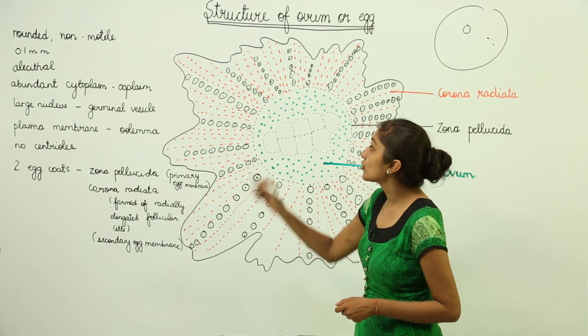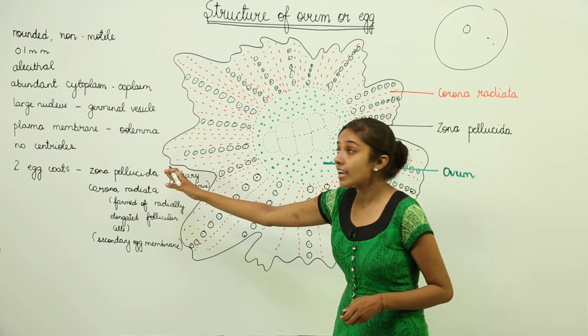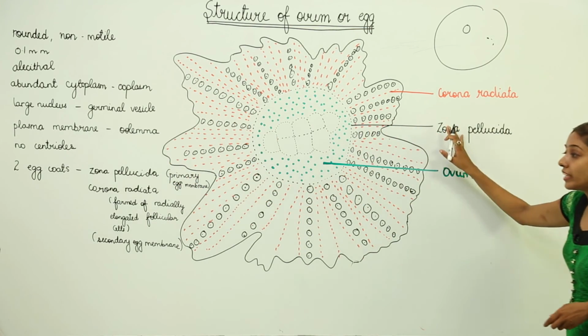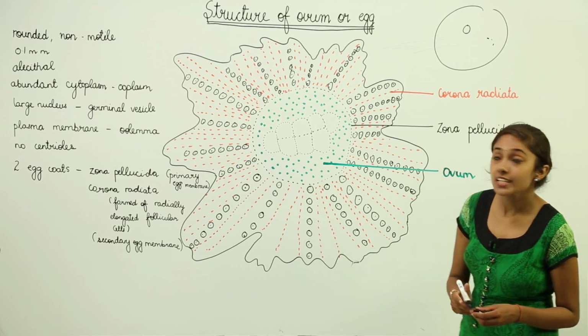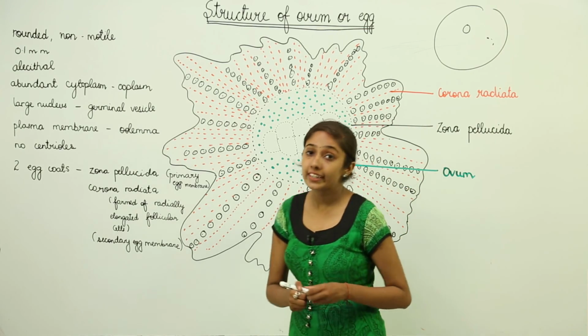So this is how you are going to draw the structure, you are going to explain it, and remember these primary and secondary egg membranes. So I hope the structure of ovum or egg is now clear to you.